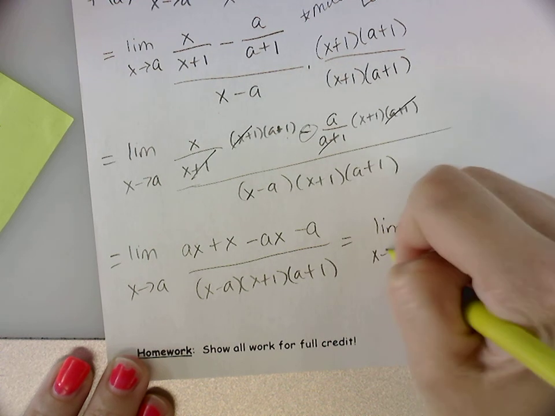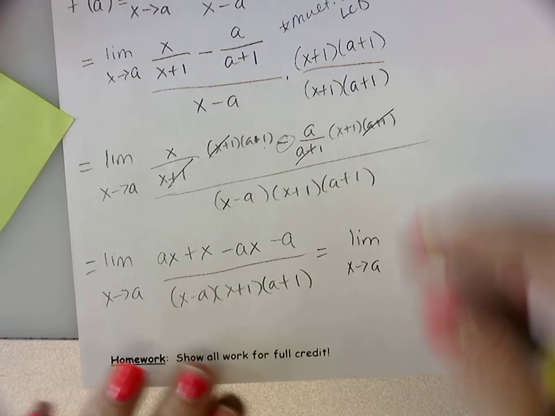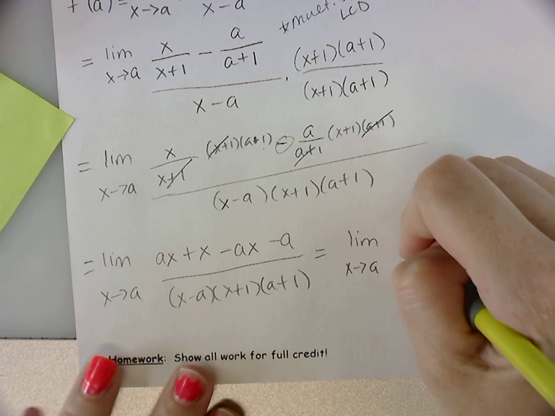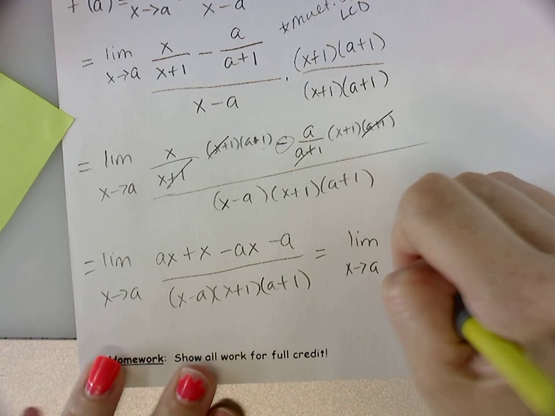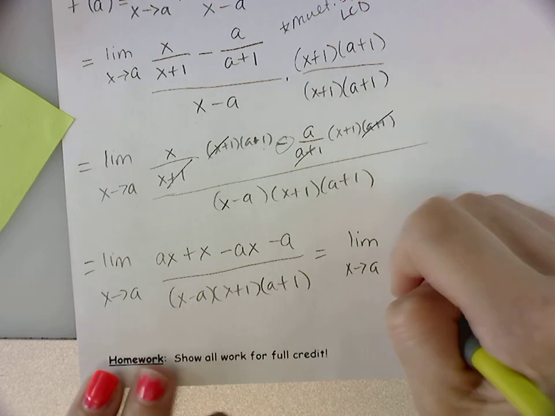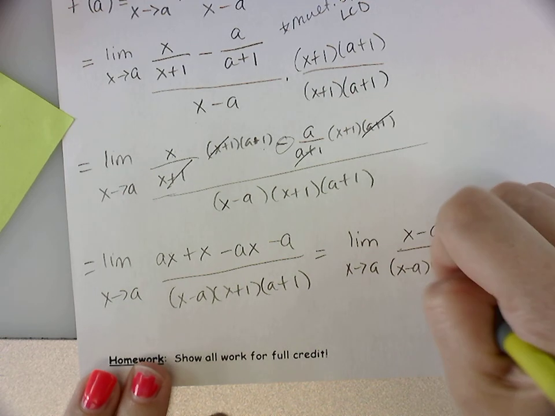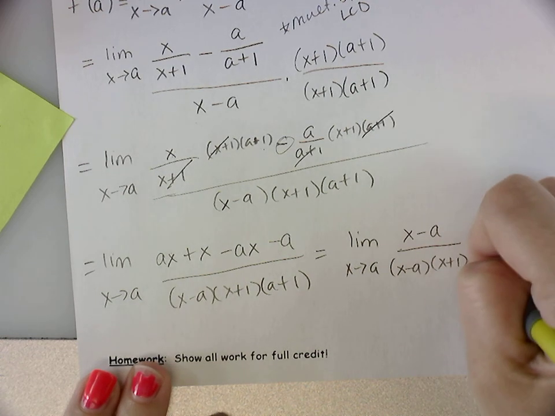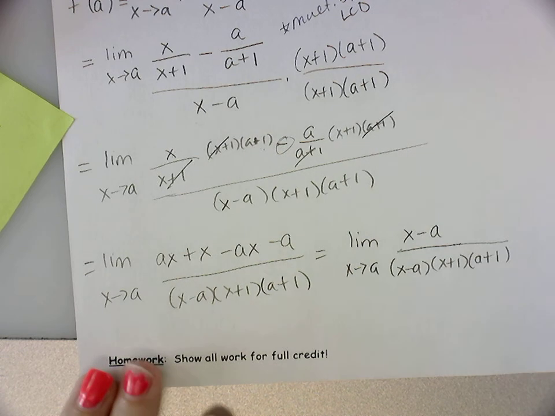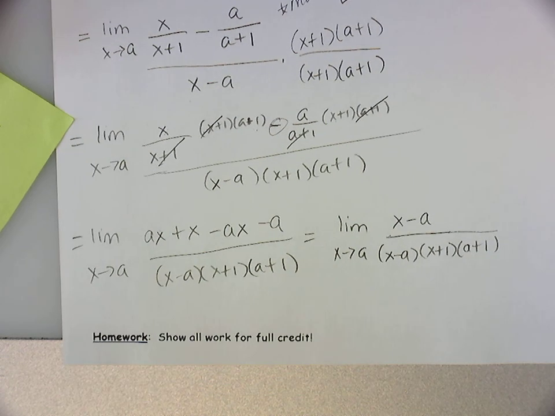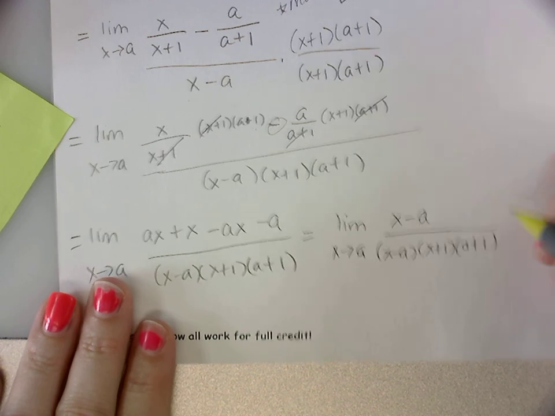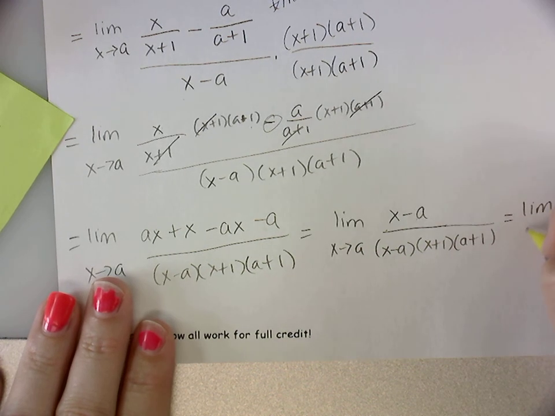And like I said, derivative is a term that you're going to see a lot in calculus, so you are going to end up doing some of this next year. So before you can use all the fun rules, you're going to do it by hand. Alright, so ax minus ax is going to be 0, so I'm left with x minus a. I can see now that those are going to cancel, so I'm going to do the limit as x approaches a of 1 over x plus 1 times a plus 1.